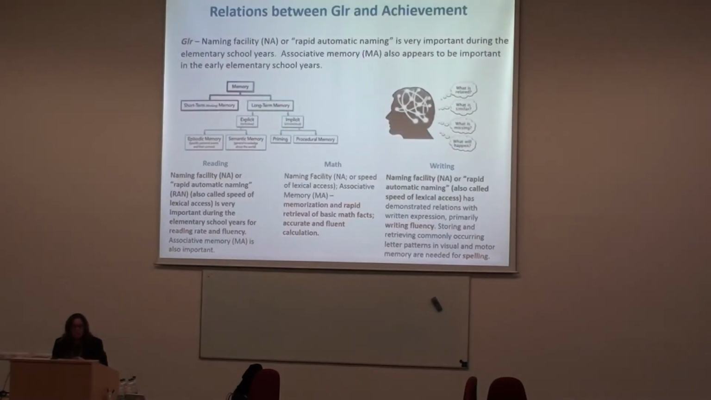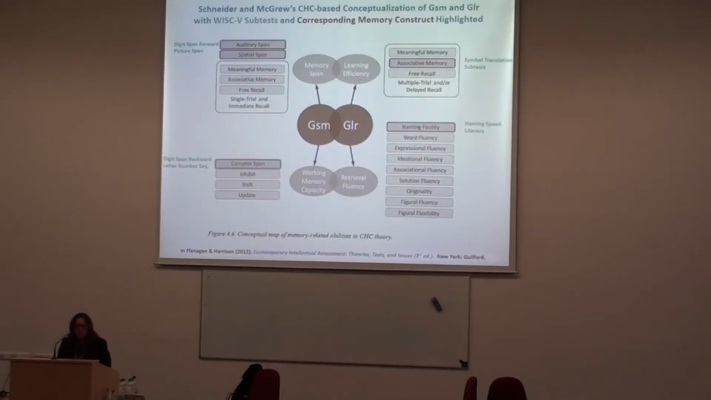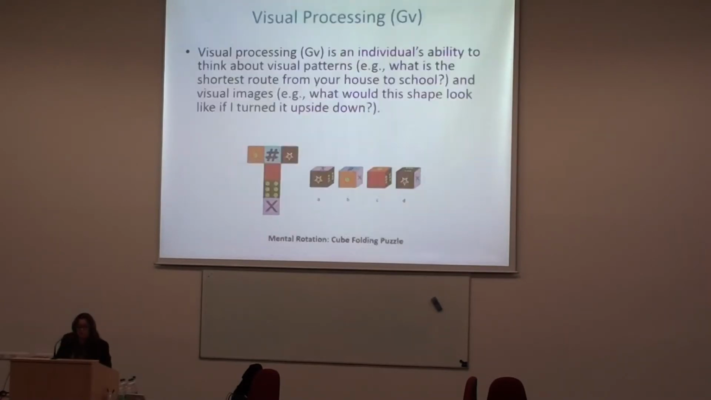So naming facility or rapid naming is important during the early elementary school years. Associative memory is also important, and it's important for developing basic skills across the board. Here's your manifestations table for GLR. If you look at the types of memory that are important to assess for suspected learning disability, memory span, working memory capacity, learning efficiency, retrieval fluency, these are the WISC-5 tests that measure those areas, and you can see that the WISC-5 is now expanded to include all of these areas of memory.